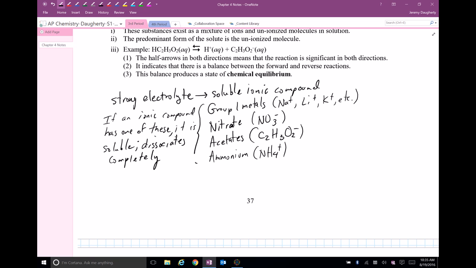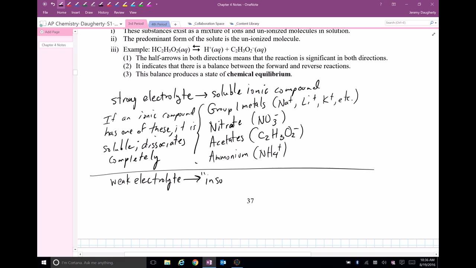Those are the 4 sets that you have to memorize. Group 1 metals, nitrates, acetates, the ammonium ion. Everything else then is a weak electrolyte. So weak electrolytes are insoluble ionic compounds. And like I said, it's basically anything that's not in this group.